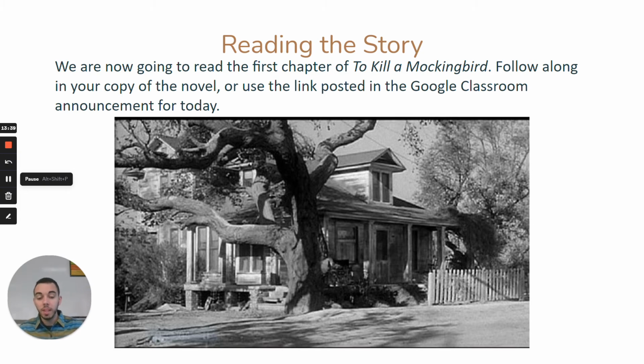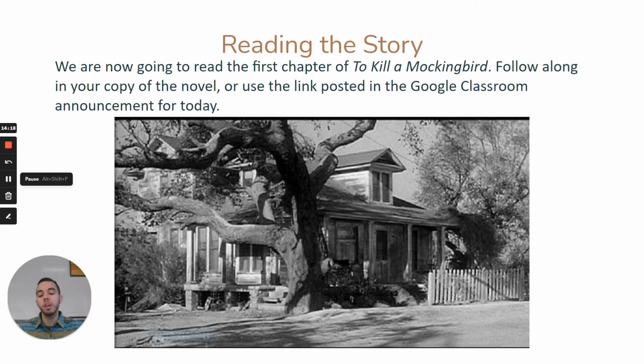So this right here is a picture of the Finch household in the movie. So if you are a visual person, you want to kind of see where that's coming from, or you want to envision the setting a little more, you can do that. All right, so starting at chapter 1, which mine looks like this. Maybe yours is a little different, but it's all the same writing, even if the actual book looks a little different. So, starting in chapter 1.